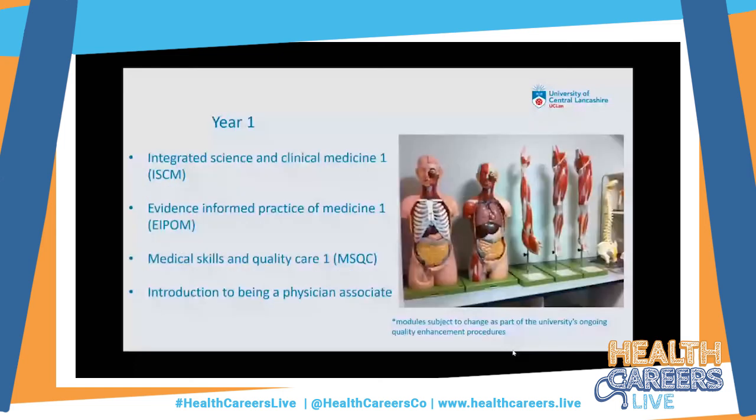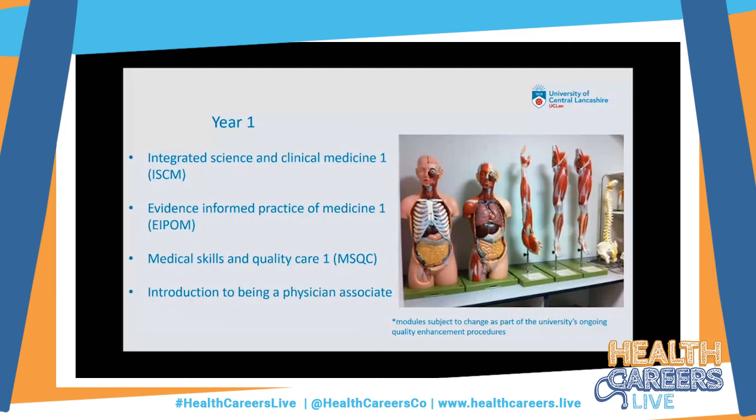Before I talk about the modules, I will add the caveat that the university is currently going through the quality assurance and enhancement processes, because we continually review our programs to ensure that they're meeting the needs of our students and providing the best possible education. We're currently going through this process at the moment, so the modules are subject to change for people starting in September 2021 or later. The way the program is currently structured is that in year 1, you do a module called Integrated Science and Clinical Medicine, a second module called Evidence-Informed Practice of Medicine, and a third module called Medical Skills and Quality Care.